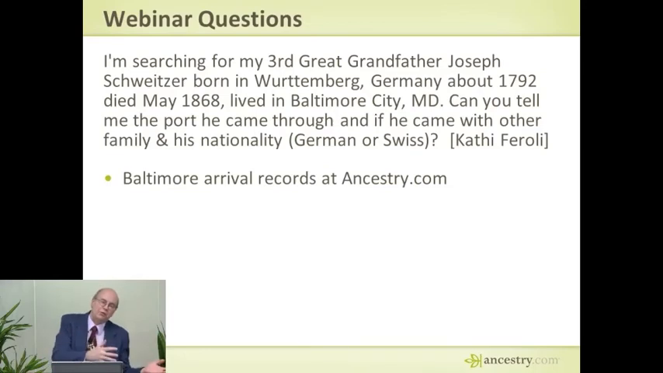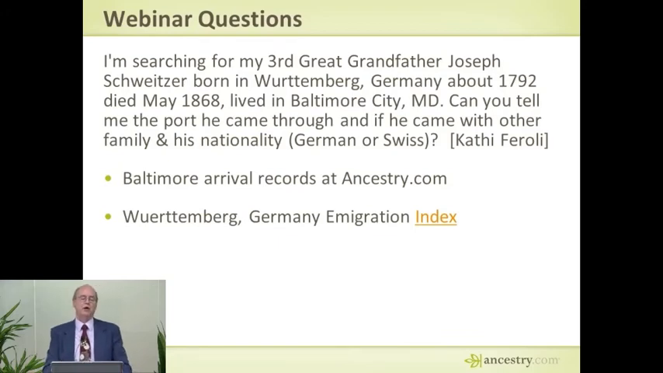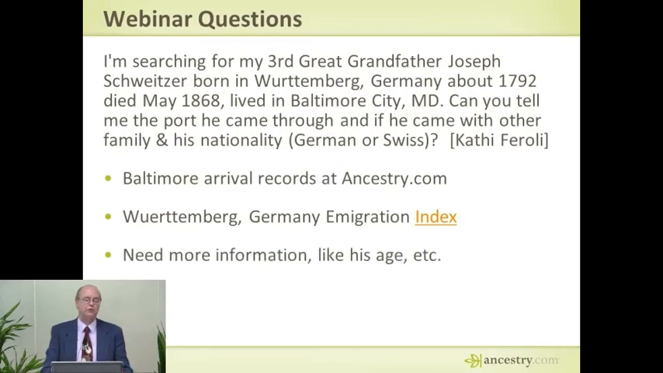Since he's living in Baltimore, you begin by thinking about Baltimore arrival records. They're available at Ancestry.com, a place you can go look. Württemberg has an emigration index on Ancestry, and the name Joseph Schweitzer is in that index. Is he yours? I don't know. That's up to you to do research. We're going to look at that in just a minute. You do need more information about him, such as his age. If he died in 1868, then he's going to be in the 1860 census, hopefully, maybe the 1850, depending upon when he came.